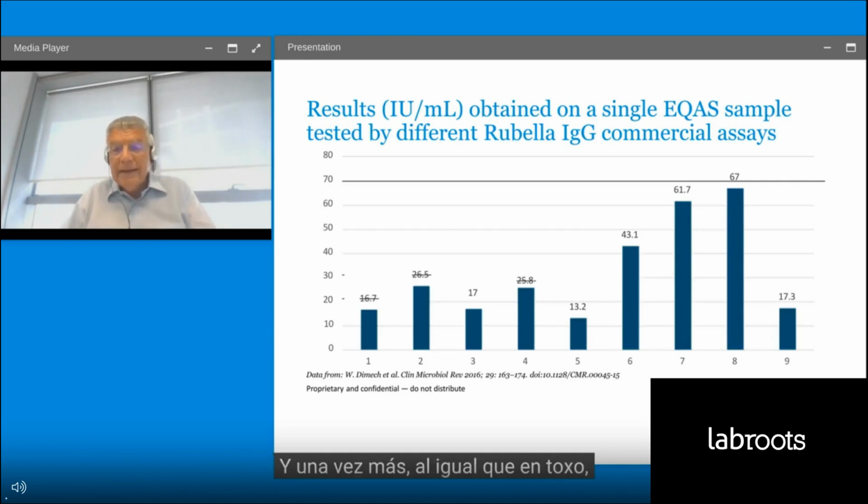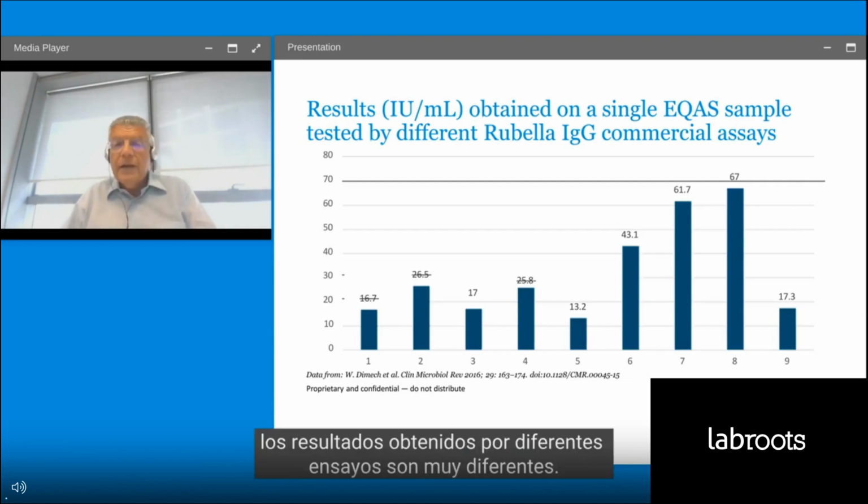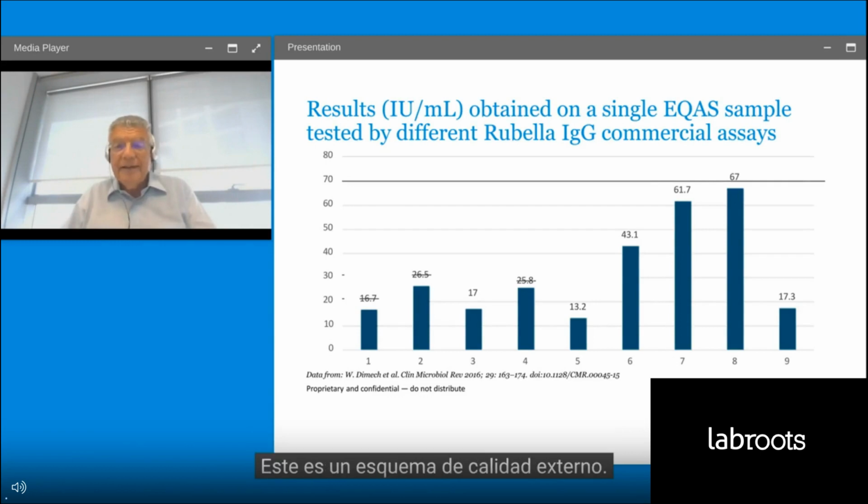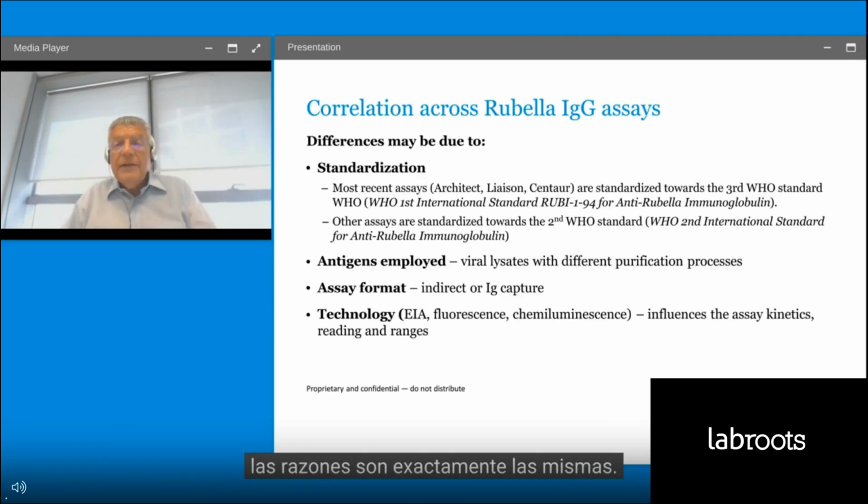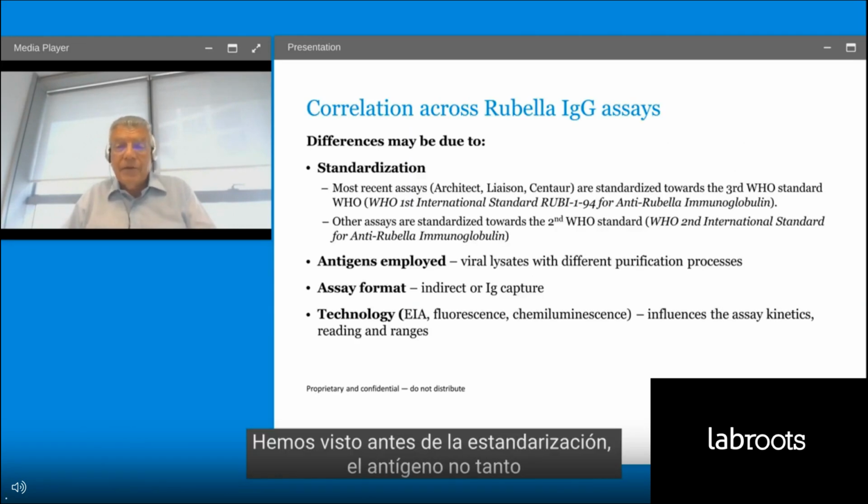And once again, as for toxo, the results obtained by different assays are very different. This is an external quality scheme. I guess that most of you do participate in those. You see how different the results may be. Without wasting your time any further, the reasons are exactly the same we have seen before.